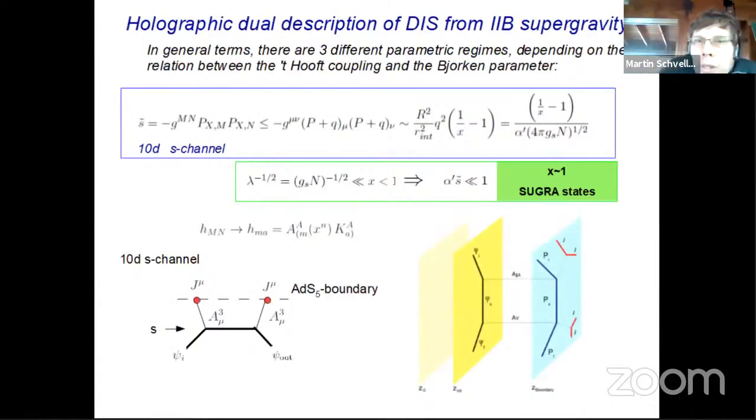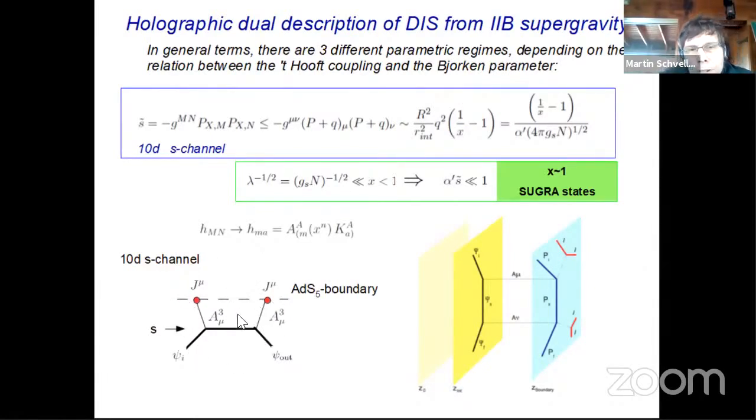The holographic dual description, as I said before, in terms of type IIB supergravity and type IIB string theory, can be separated in three regimes. The regimes are basically, well, they depend on the relation between the 't Hooft coupling of the field theory and the Bjorken parameter. And this picture over here can explain it better, at least for the first parametric region.